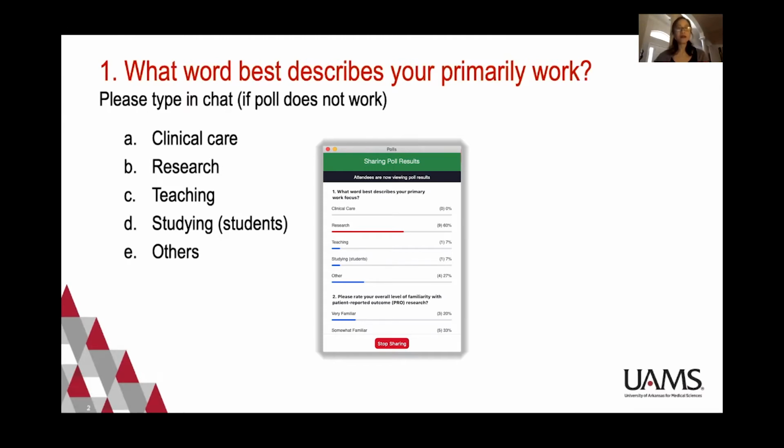I hope this talk will help you understand or review what PROs are and their importance. It seems the topic is somewhat familiar or slightly familiar to a lot of you, which is very good. Some of you are very familiar with the topic, so please bear with me if I tell you what you already know. Hopefully this will be a good review session for everyone about patient-reported outcomes.